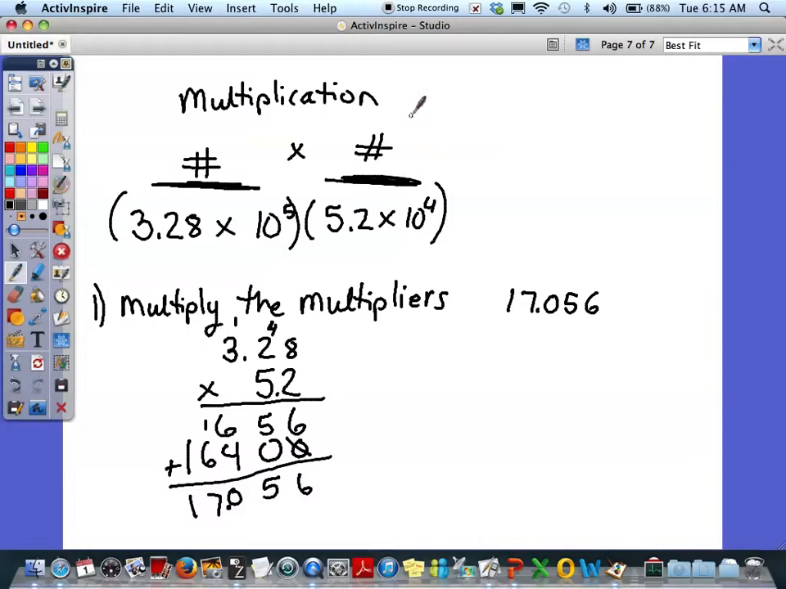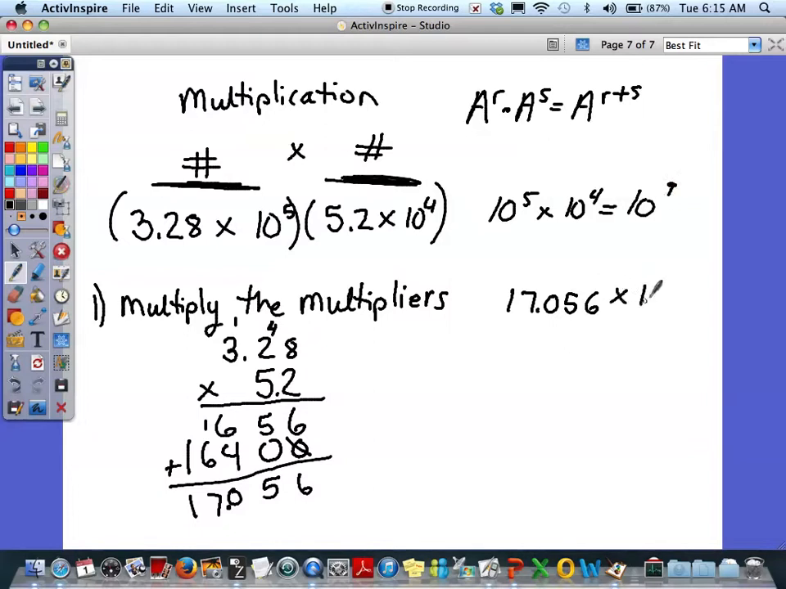It's so easy. Remember this property that we studied: a to the r times a to the s equals a to the r plus s. In other words, if you have two powers that you're multiplying together and they have the same base, you can add the exponents. So we have 10 to the 5th times 10 to the 4th. If we add those exponents, we get 10 to the 9th. It's that easy.